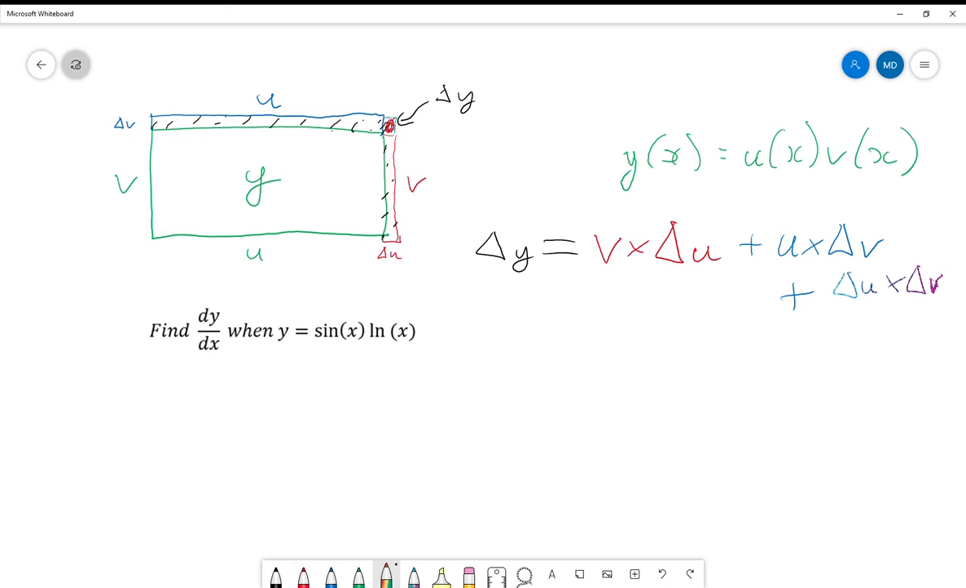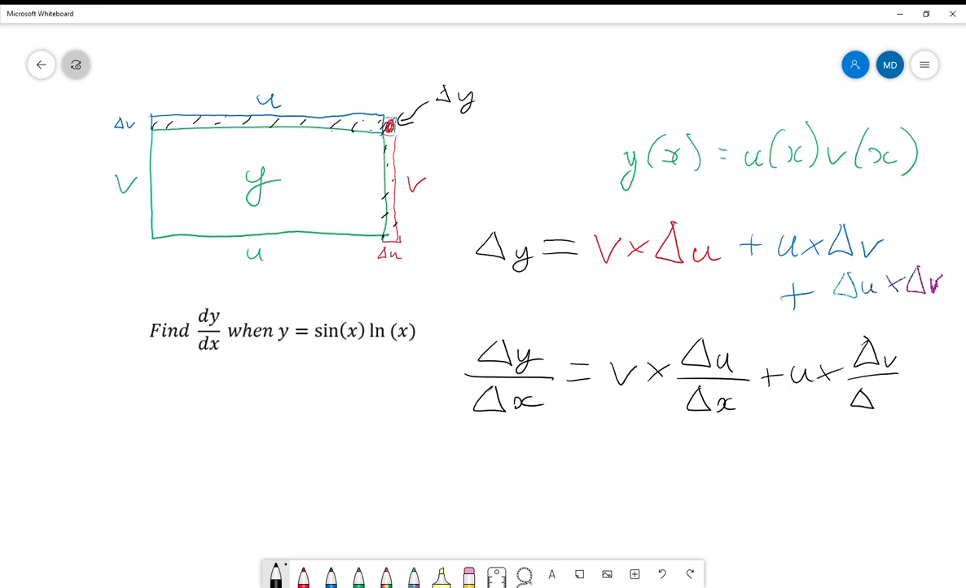Now, to get a derivative, we need to think of this change in terms of x. We think about our derivative as a gradient, and so what we want is delta y divided by delta x, i.e. the change in y divided by the change in x. So I need to divide everything on the right hand side by delta x, and we're going to get v times delta u over delta x plus u multiplied by delta v over delta x plus delta u times delta v over delta x.